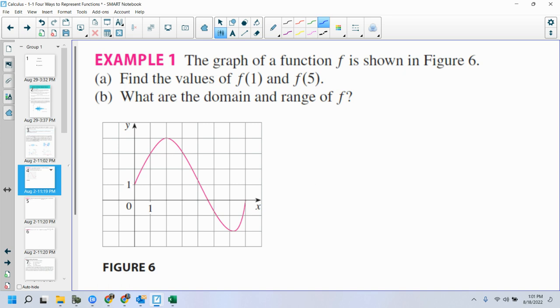We're going to assume that these are going to stop here, and those are not arrows on the end. We're going to make these closed dots right here. Wish they would do that, but they don't do that.